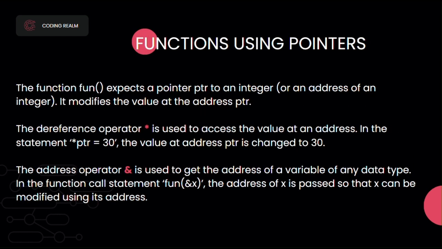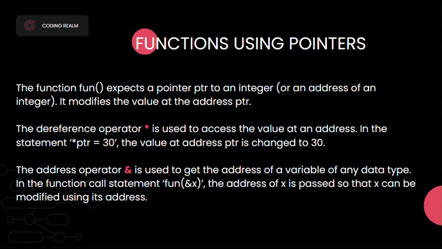Now the function using pointers. The function fun expects a pointer ptr to an integer, or an address of an integer. It modifies the value at the address ptr. The dereference operator, the asterisk, is used to access the value at the address. The asterisk gives the value at the address. In the statement *ptr = 30, the value at the address ptr is changed to 30.